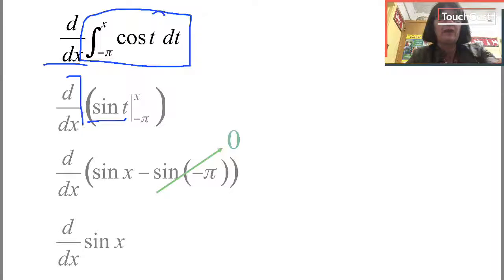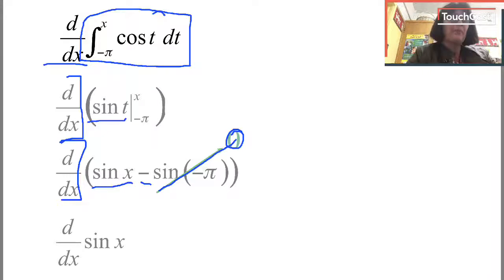This is the derivative operator waiting very patiently for me to finish the rest of the problem so I can take the derivative. So this is going to be sine of t evaluated at x minus sine of t evaluated at negative pi. This big arrow to 0 just means that when I take the derivative, it doesn't matter if you don't remember what the sine of negative pi is. It's some number, and when you take the derivative of some number, that's going to become 0. So you're going to take the derivative with respect to x of sine of x, and we all know that is cosine. So that's a long way that we can take this derivative.